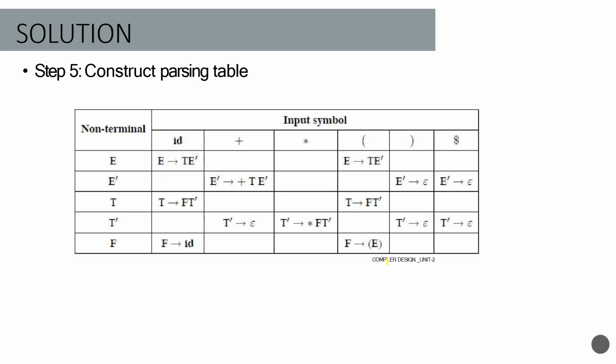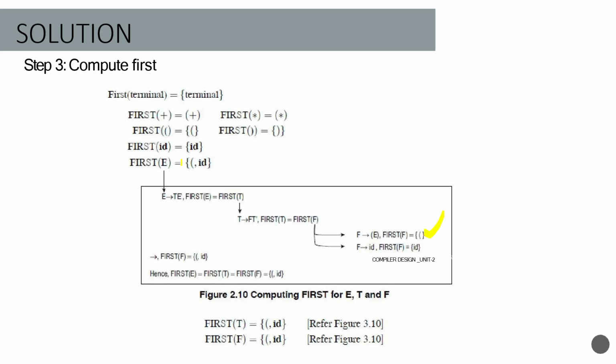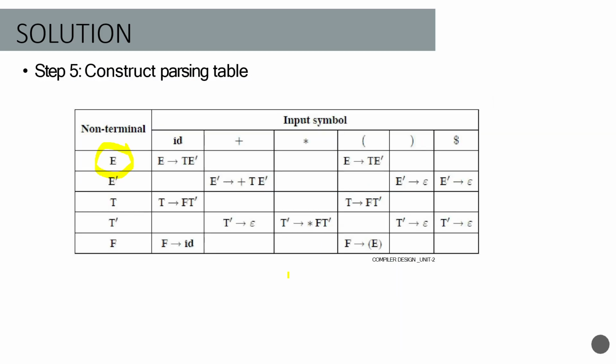Now we need to construct the table for the predictive parser. When we construct the predictive parsing table, first we need to write for non-terminal capital E. Whatever the first of E, in that place we need to put the production. So what is first of E? First of E is open bracket and ID.